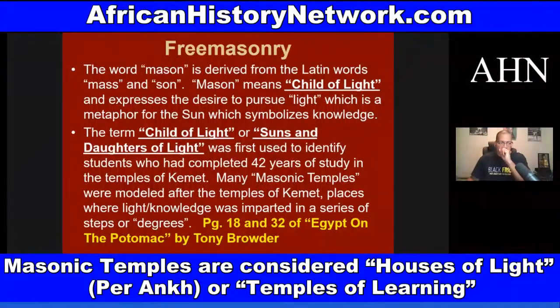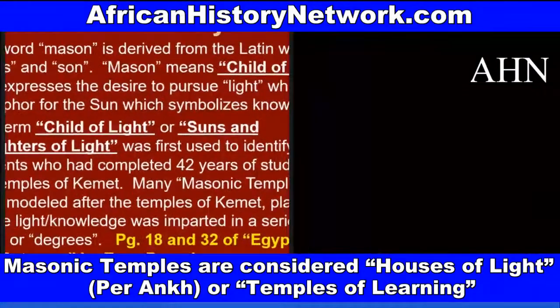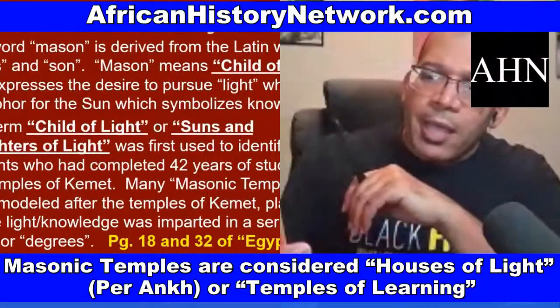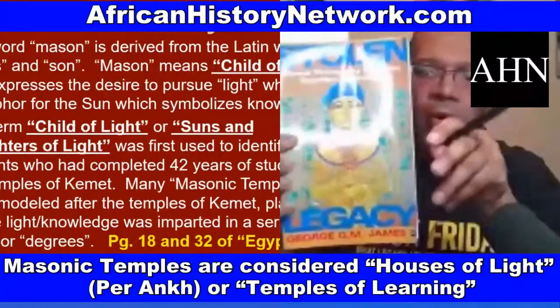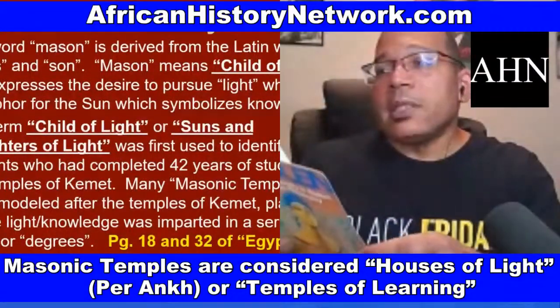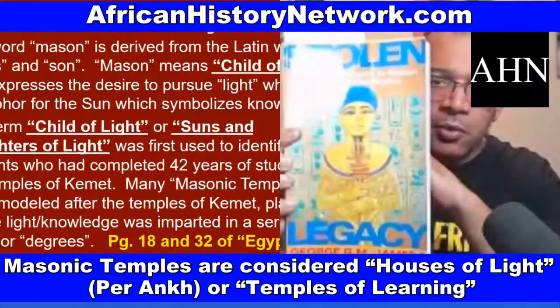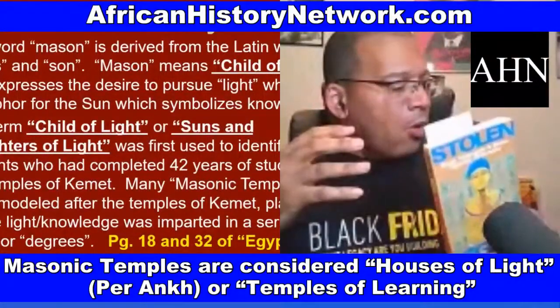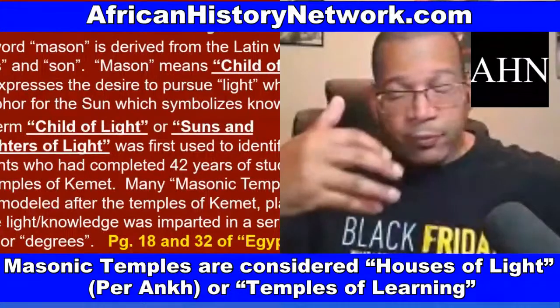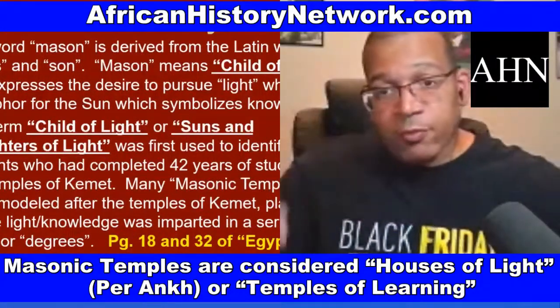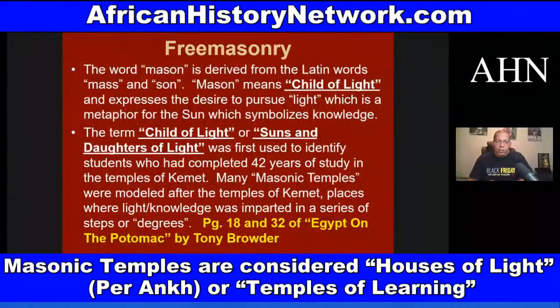When you read Stolen Legacy by George G.M. James, here's a copy of it right here. When you read Stolen Legacy by George G.M. James, Greek philosophy is stolen Egyptian philosophy. Okay, this is an old copy that I got December 8th, 1993, when I was in college. He talks about the 7 liberal arts, the arithmetic, the logic, the rhetoric, things like this, the trivium and the quadrivium. And he also talks about how the Moors were the custodians of the ancient Egyptian mystery system as well. And they're going to take these teachings into Europe.